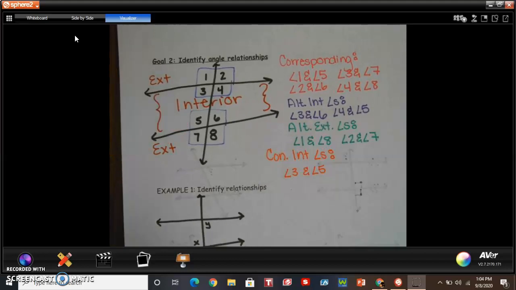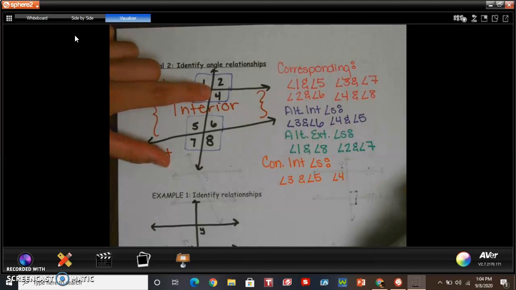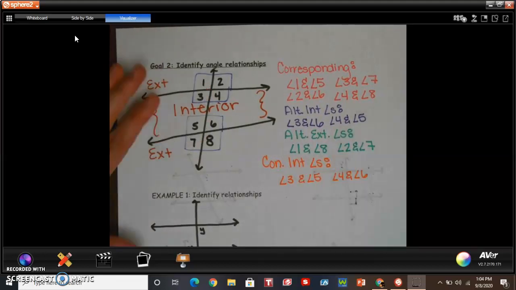And then you're like, but 4 is right next to it too. Again, remember, you cannot have a relationship within the same family. All right, so then we also have angle 4, and who's right next to it? Angle 6. All right, so let's do example 1.